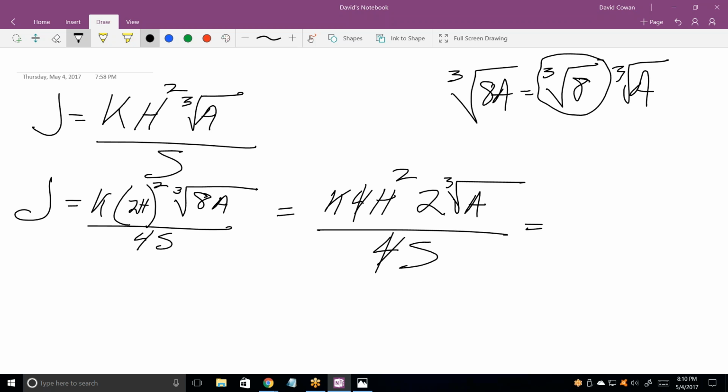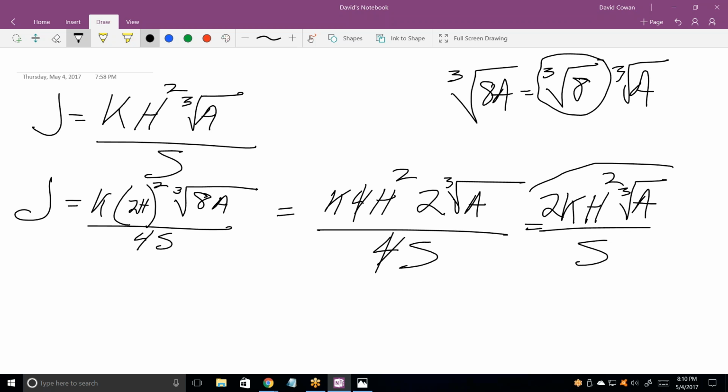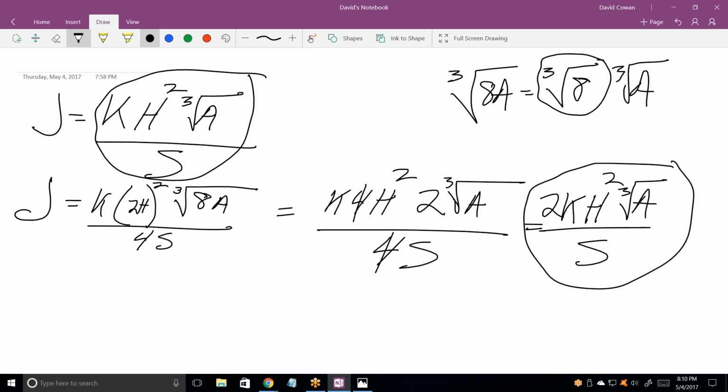Okay. So here's what I get. My 4's cancel. I now have k h squared. I'll put that 2 out in front like that. I still have the cube root of a, and I have s there. Well, how does that compare to this up here? What's happened to j? Well, j has increased by... It's doubled? Doubled. Exactly. It's doubled.